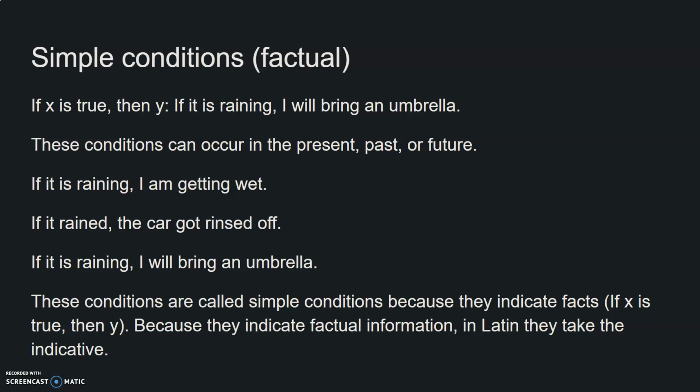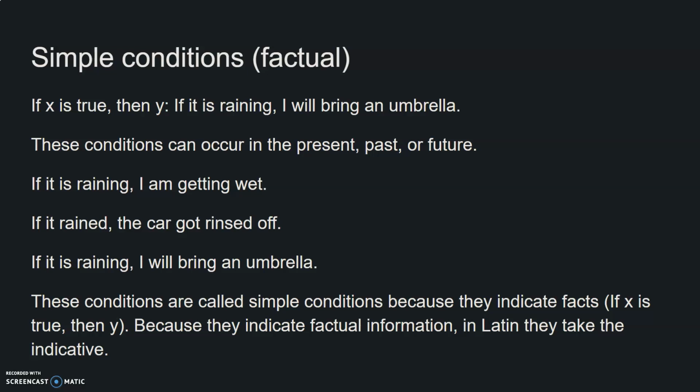Now, this is a good time to loop back around to some of what we've seen before with dum clauses, for example, and cum temporal clauses. In English, when we have this main clause that's in the future, I will bring an umbrella, the subordinate clause very often is just in the present, if it is raining. Right? I will bring an umbrella if it is raining. Notice the relationship between present tense and future tense. That's a very English way of conceiving the two ideas.